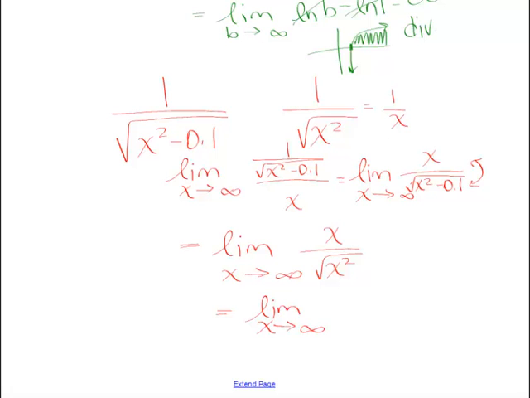You can't go from this step directly to this one. You have to show them that you recognize this is what you're doing. So show either of those two relationships to the AP reader if it was a free response question.